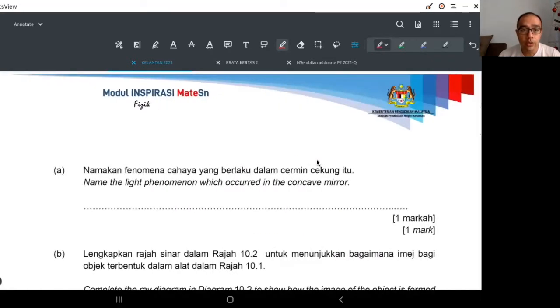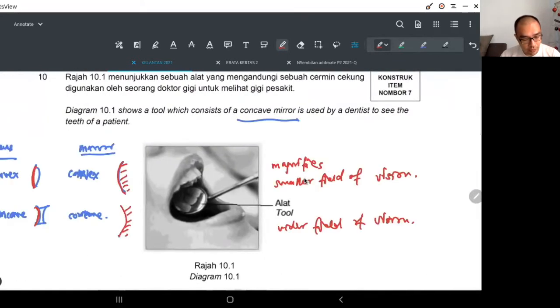So the light phenomenon which occurs in the concave mirror, this is very normal. This is reflection, definitely reflection because mirror. If it is lens, it's refraction. So mirror is reflection, same as the mirror on your wall. It's all reflected.